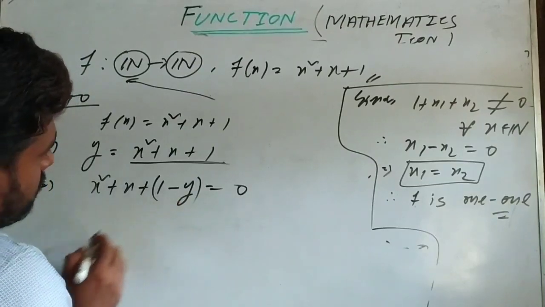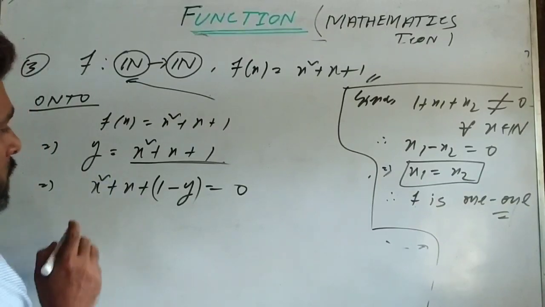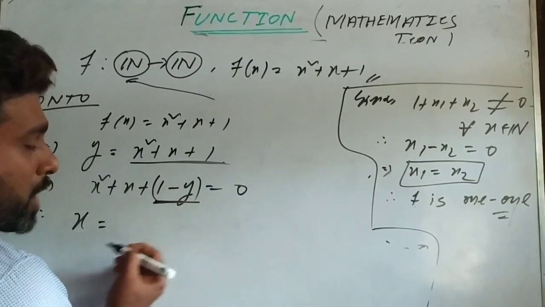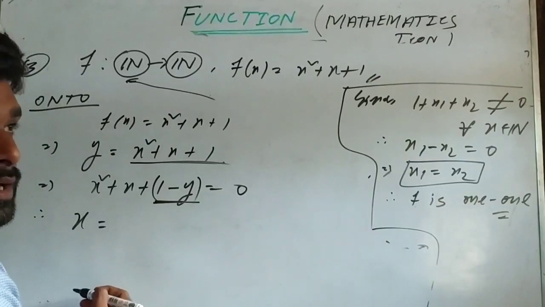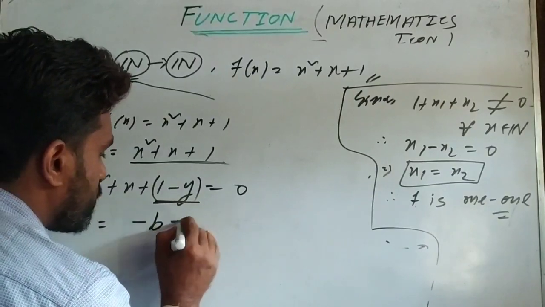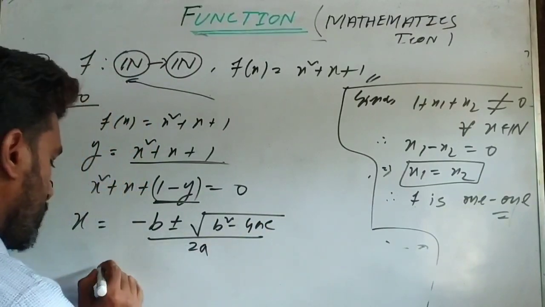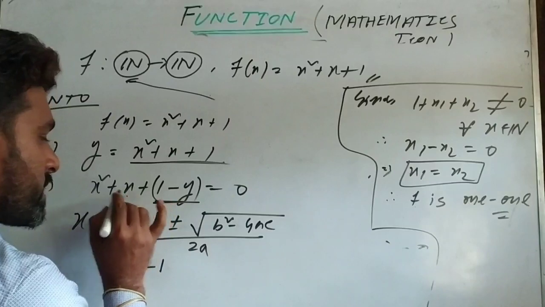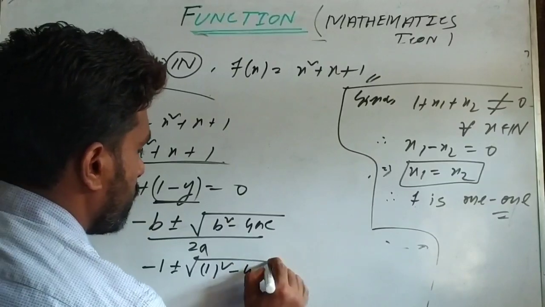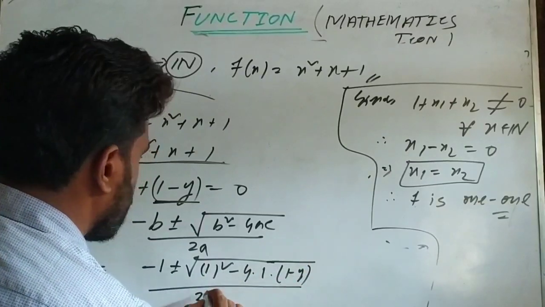Okay. So if you have a quadratic in any particular variable, then the other variable will be fixed. So here 1 minus y is the constant part. Now you can use the quadratic formula. And the quadratic formula is what? x equals to minus b plus minus root over b square minus 4ac, by twice a. So here minus b means minus 1, the coefficient of x, plus minus root over 1 square minus 4 into a into c, which is 1 minus y, by 2 into a.